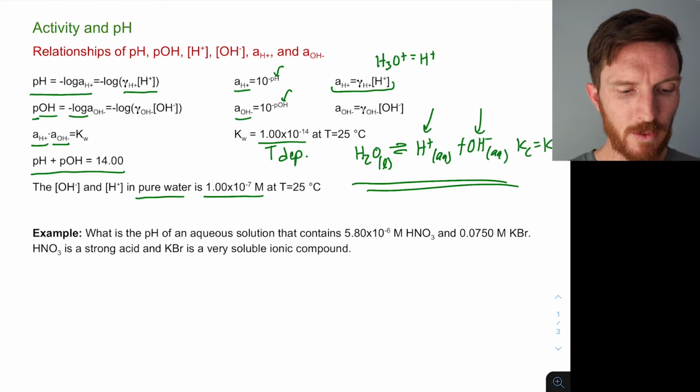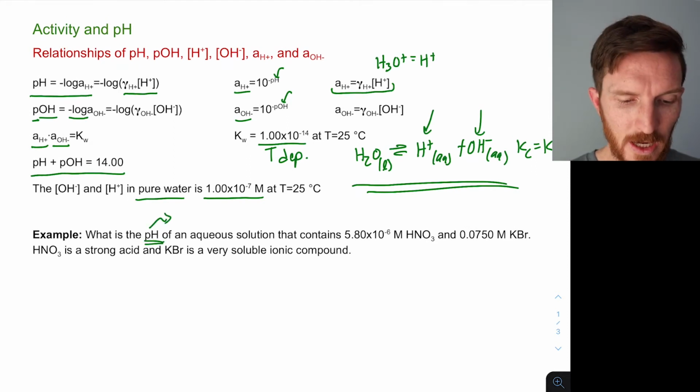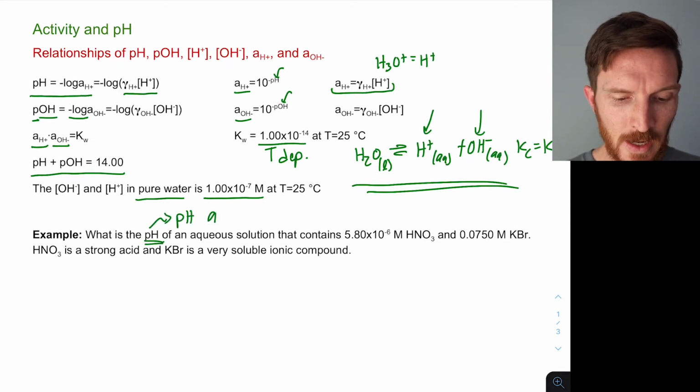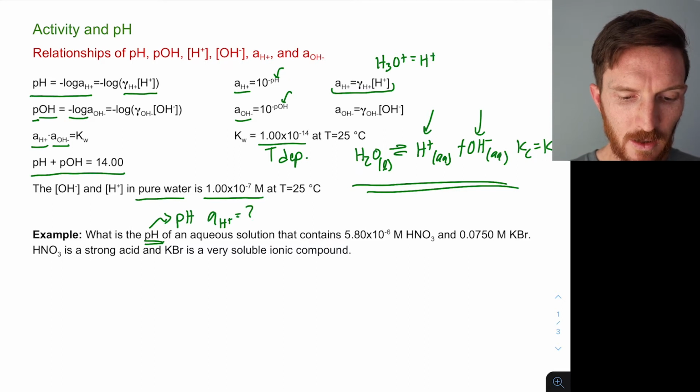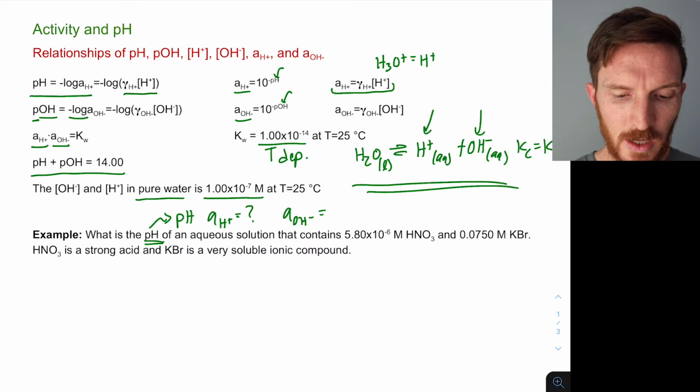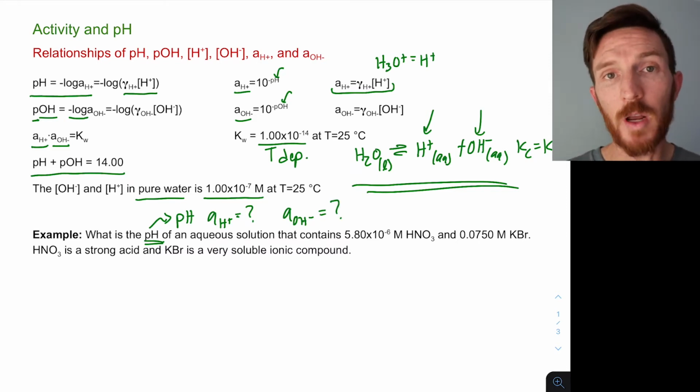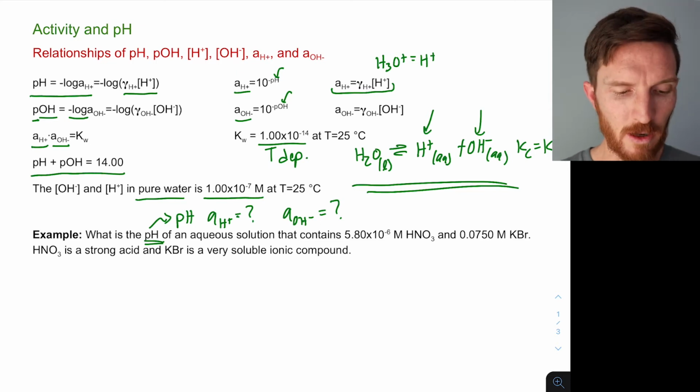So our first example here is that we want to find out the pH. If we have pH, that means I need to either find out the activity of the H plus ion or the activity of our hydroxide ion. Either one of those is going to get us to the ability to find our pH.